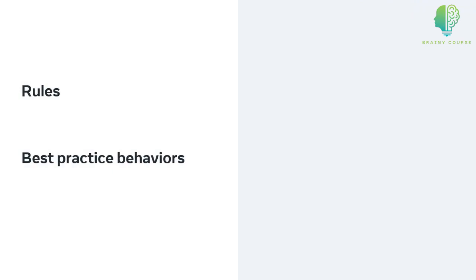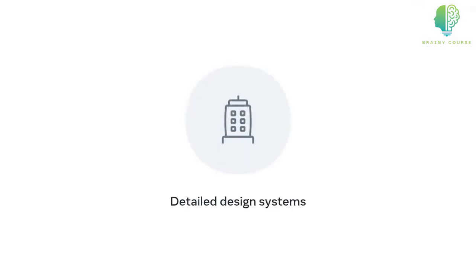Now, let's explore what a design system is. A design system is a set of reusable pre-made design components and patterns that can be used to design products at scale. Similar to a brand style guide, they contain rules and best practice behaviors for design components. Larger companies can have very detailed design systems, but more about that later. There is no set list of items that must be included in a design system.